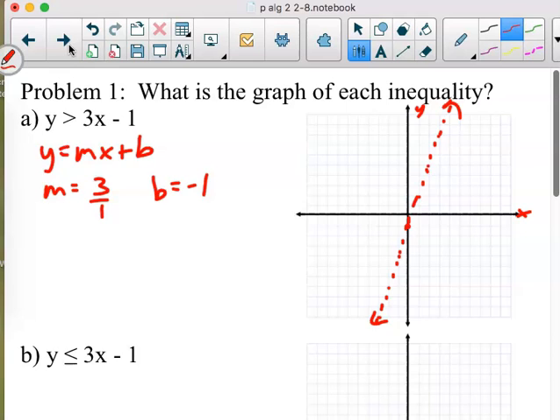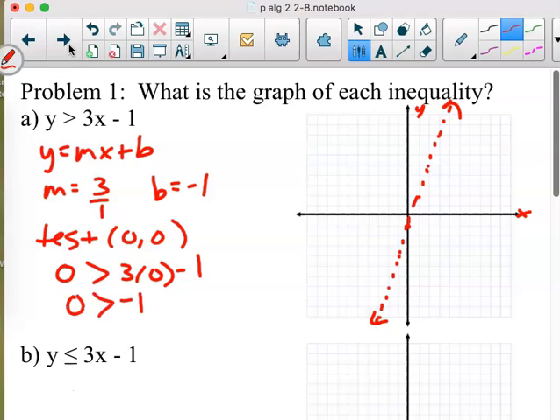Well, 0, 0 doesn't appear to be right on my line. It's close, but it's not right on my line. And that's a super nice point to test. So I'm going to test 0, 0 and see if it works. How do I test it? I put 0 in for x and y. Well, 3 times 0 is 0, so this is going to say 0 is greater than negative 1. Think number line. Is 0 bigger than negative 1?